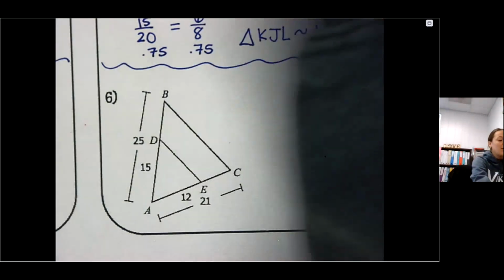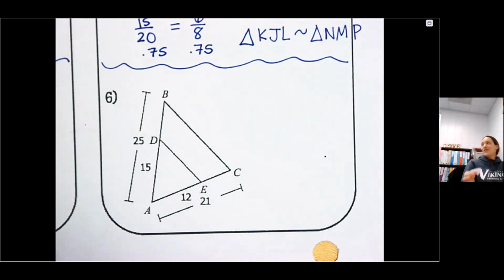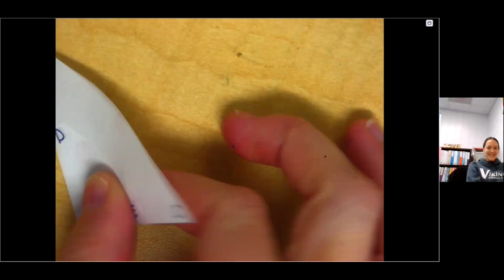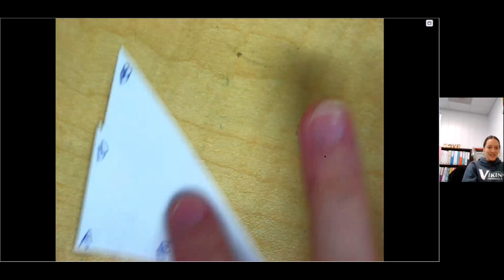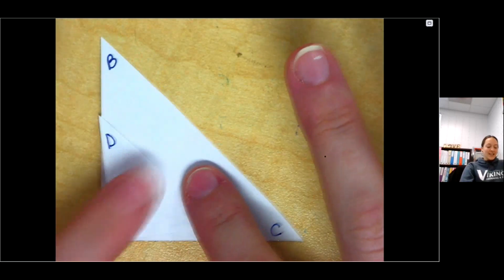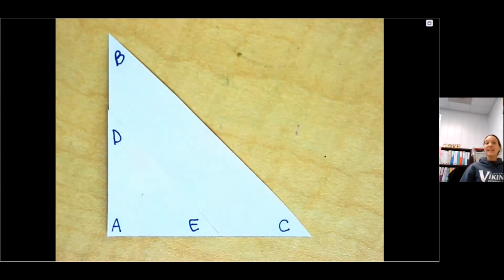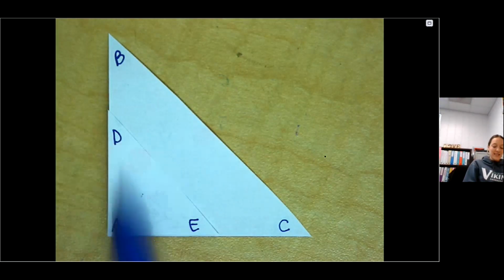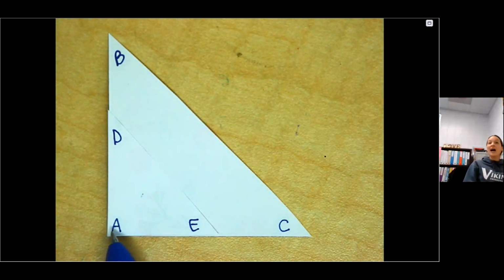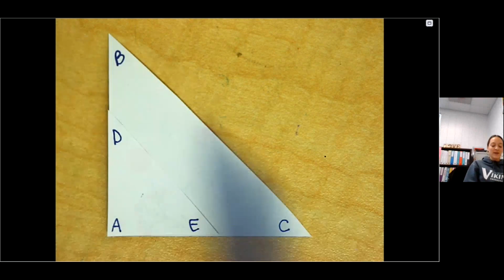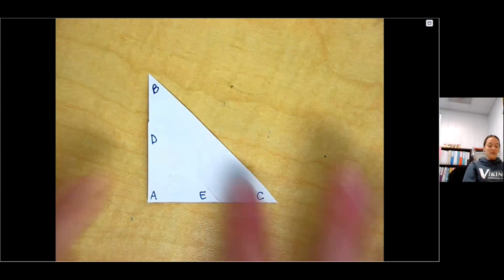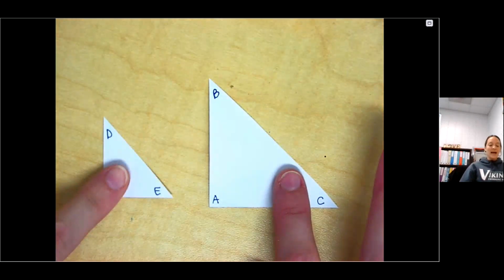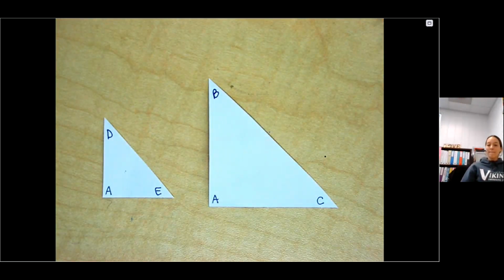Okay, watch the board. I've got a beautiful visual aid for you. I made it myself. All right, here is the problem. It is a small triangle, ADE right here, laying on top of the bigger triangle, ABC right over here. Now, if I were to separate these two triangles, ding, what do they have in common?